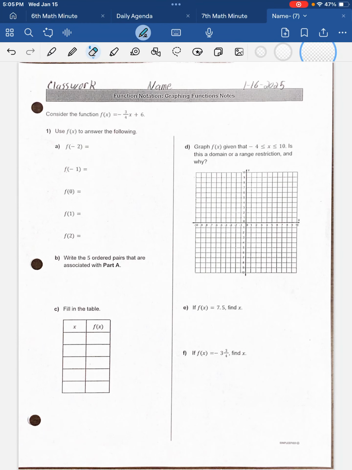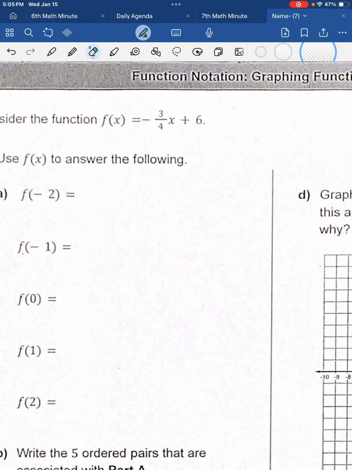Hey everyone, I'm going to show you how to do this classwork so that way you can do the homework, or it'll most likely turn into classwork on your own. So, function notation, graphing function notes. So this is our function right here. It's in terms of f of x.